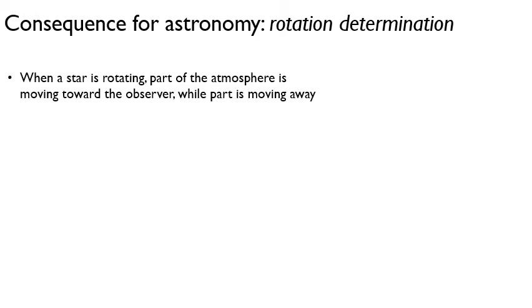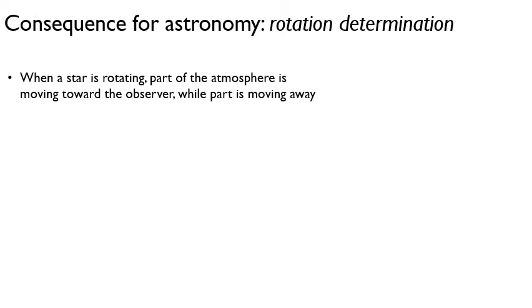Okay, another interesting consequence of this Doppler shift in spectral lines is we can determine the rotation of stars, which is pretty wild if you think about it. If you're looking at this very distant object, a star to us from Earth just looks like a point of light. How would you see that that's rotating? This is one tool to do that. So when the star is rotating, part of the atmosphere is going to be moving towards an observer and part is going to be moving away.